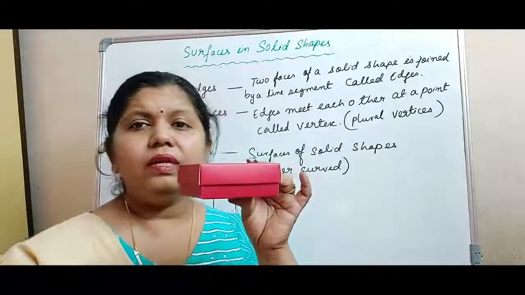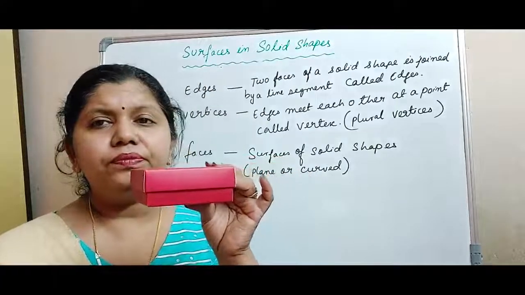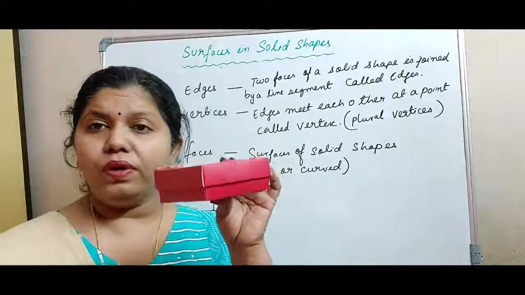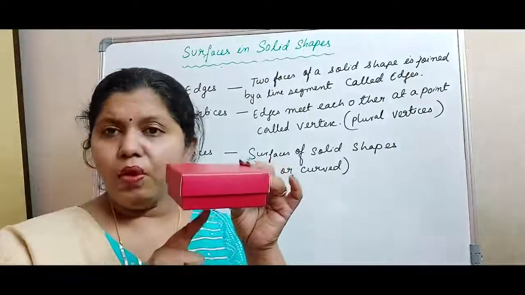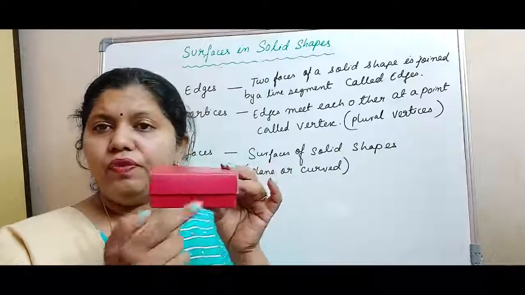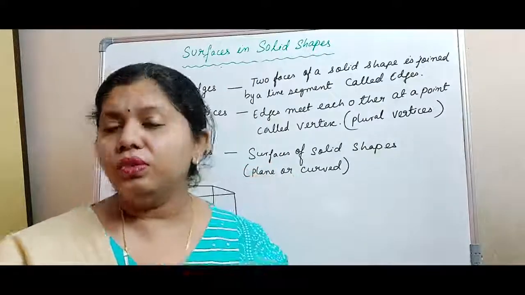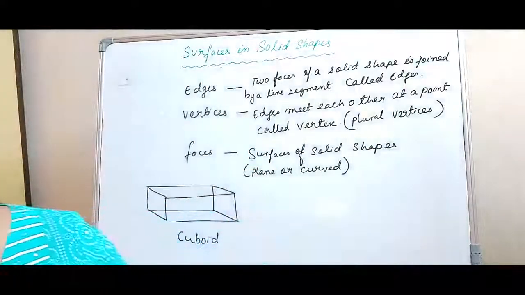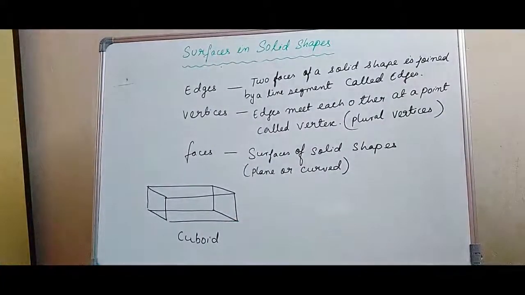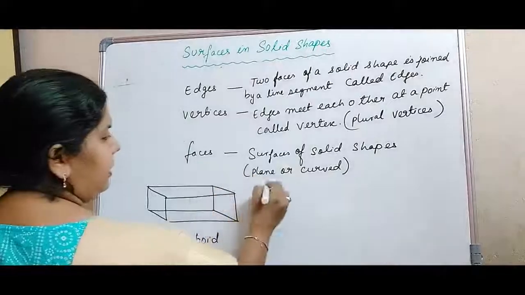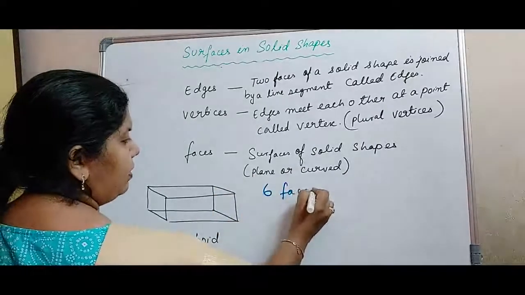And last is, no, over. I think 6 faces are over. There is no other. Top, bottom, sidewise to front and back. So this completes our 6 faces of this particular figure. So what will we write here? It has got 6 faces.